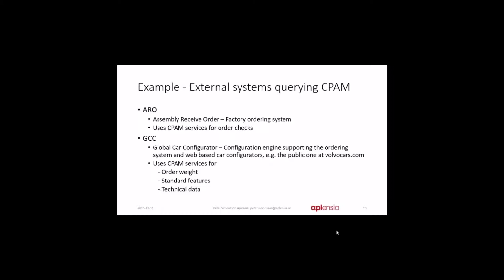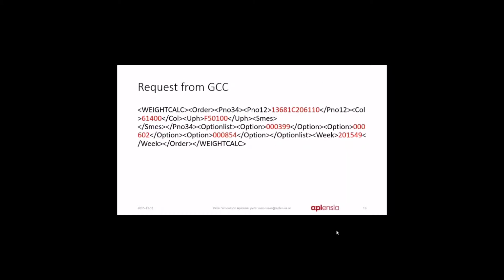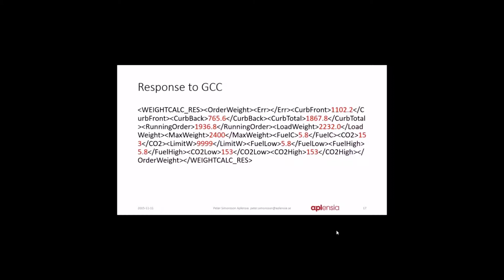So a simple example of an external request. This is from GC, a weight calculation where they send in an order specification. So all these numbers basically mean what kind of car, what engine, gearbox, and so on, what color, what upholstery, and what extra equipment is put on it. And then CPAM returns back how much it weighs, what the fuel consumption is, what CO2 emissions, and so on.